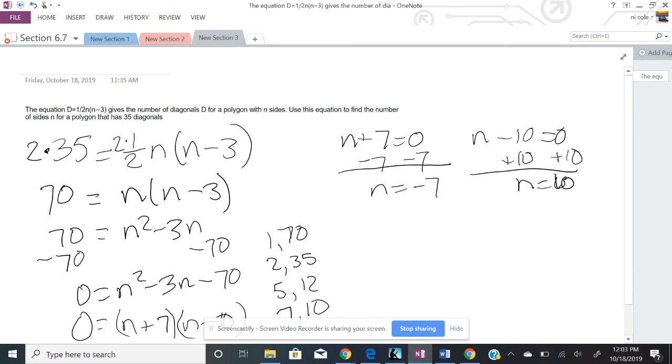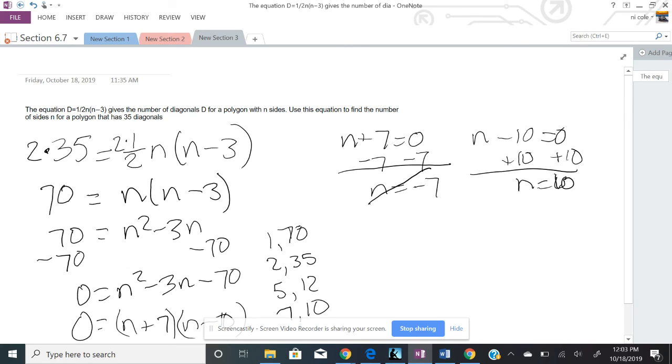Okay, so let's go back to the problem. Here's that equation, gives us the number of diagonals for a polygon with n sides. So a polygon just means it could be a rectangle, it could be a pentagon, it could be a hexagon, it could be some sort of n-gon. Okay, that's all it is, it's saying it has X amount of sides. Can I have negative sides? And the answer is no, so that answer's out.